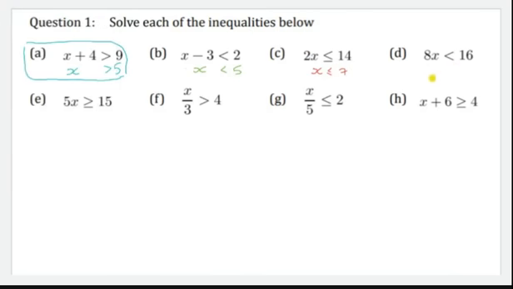And then the next one. Divide both sides by 8. Yep. So x is less than 2. Yes, x is less than 2.